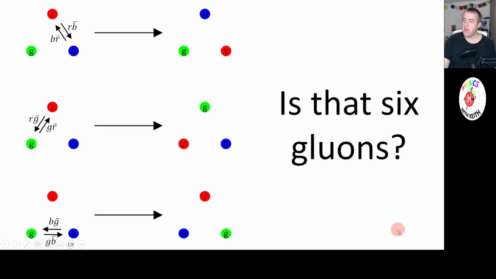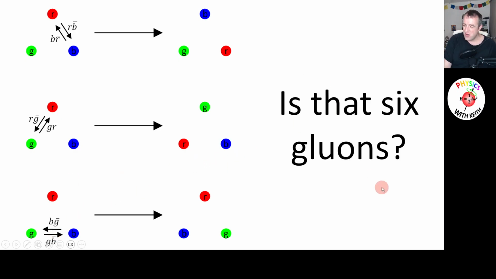So there we go. You look at that list and you think, that looks like 6 of the 8 gluons done. We can see what's happening. We're switching the quark colours around. There are 6 arrows there. There are 6 labels that indicate quarks. Fine. So that is 6 gluons.